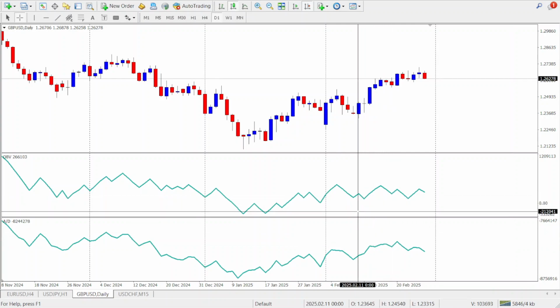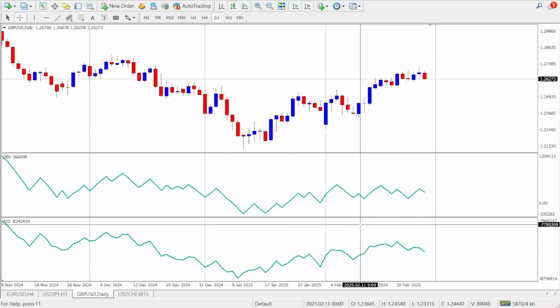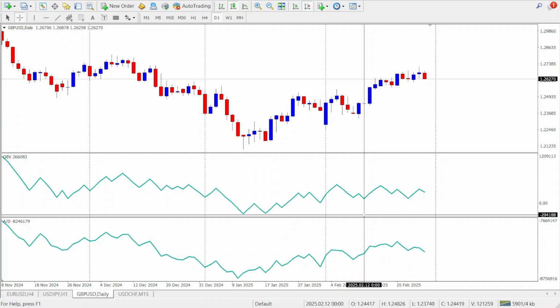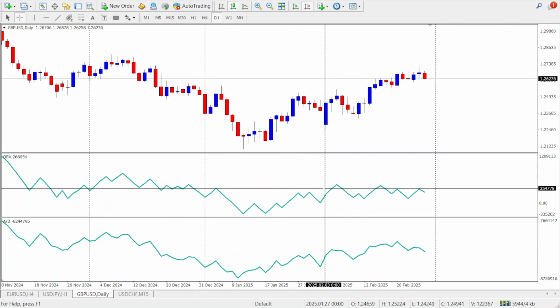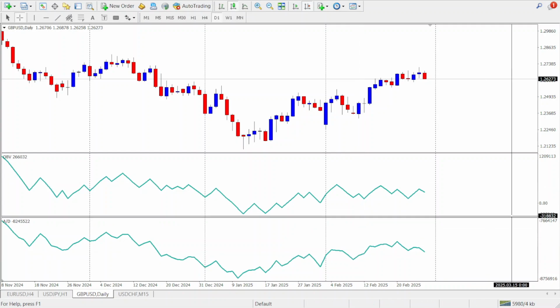A key advantage of AD is that it helps traders spot smart money activity, whether big players are accumulating or distributing an asset. But is it better than OBV? Let us compare them side by side. Now, let us compare the OBV versus the AD and figure out which one works best in different market conditions.